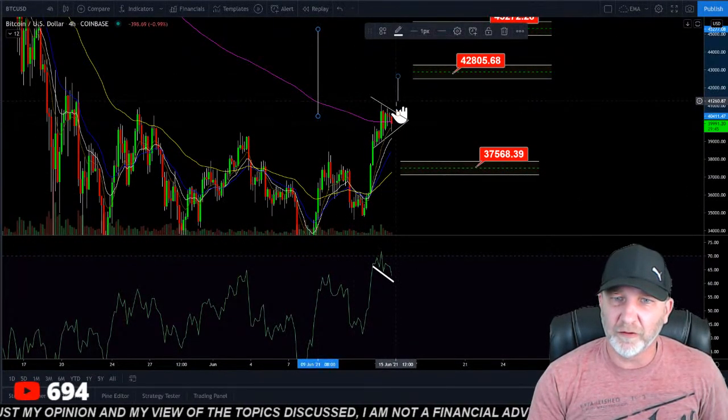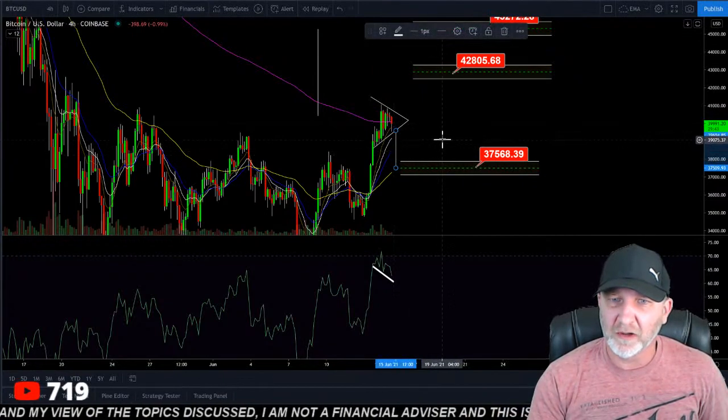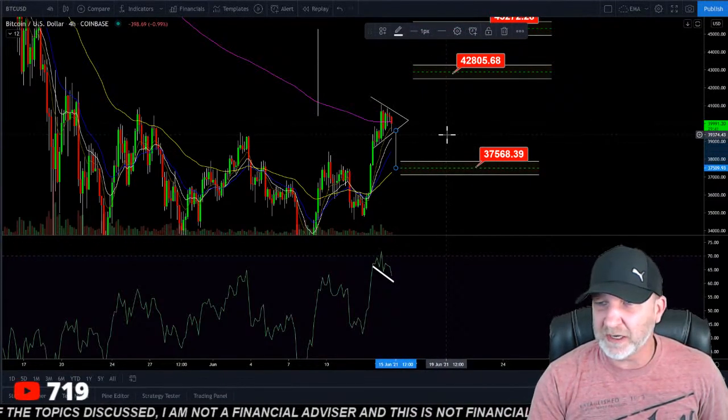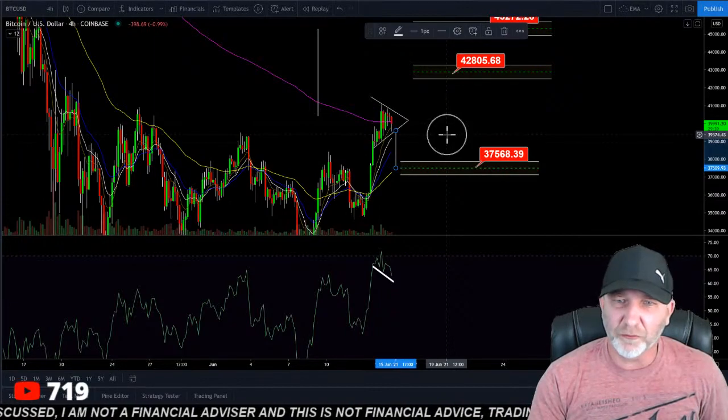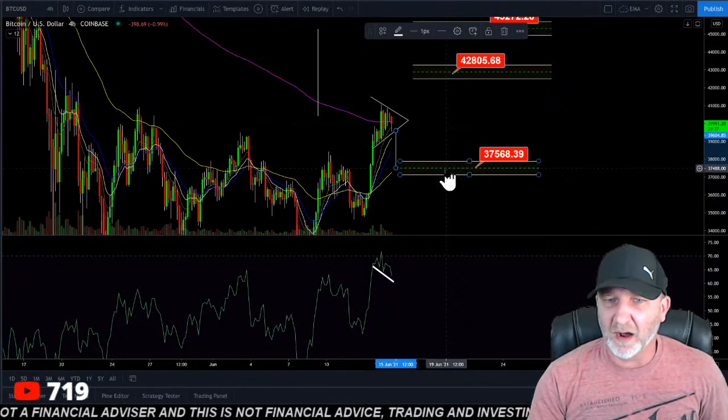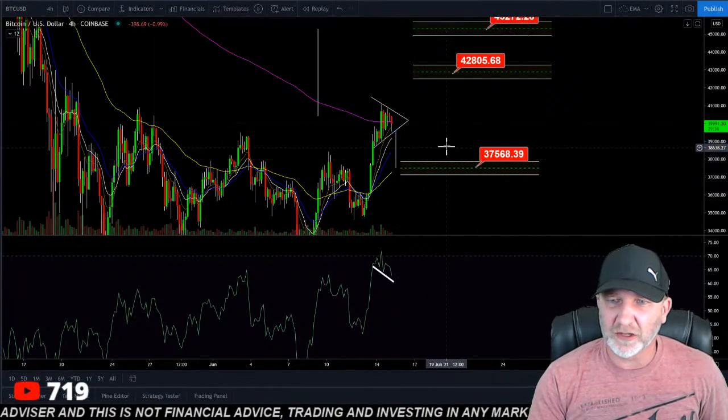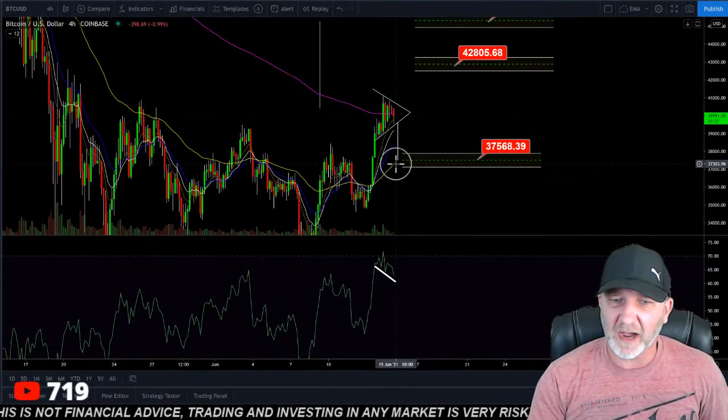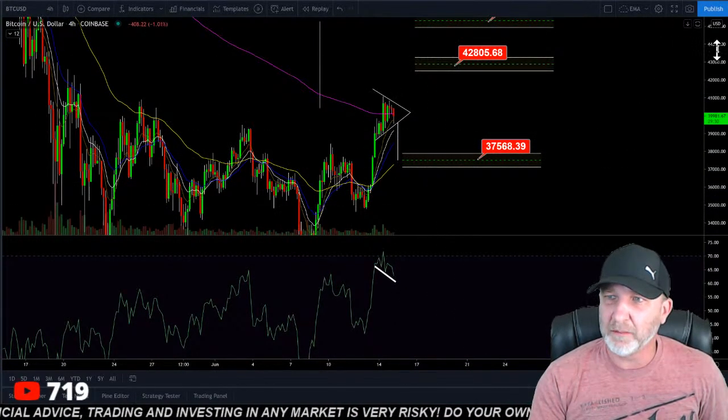If we move this over, if we were to break down from this triangle, and that would be somewhere in the 39,400 area. If we break below that, my next line of support's around this 37.5, which is a 55 EMA. A break of that, and it could get much worse.